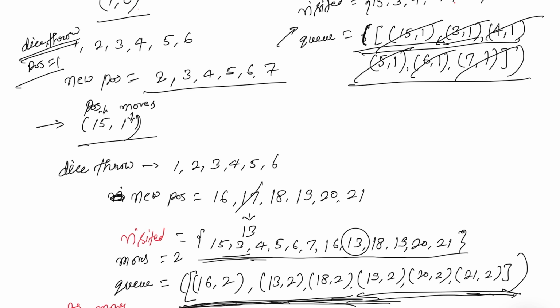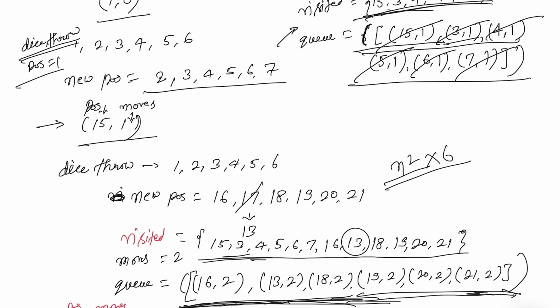Actually, inside of this queue now, for 15 there are six cases, and for 3 also there will be six cases. So in total there can be n square possibilities inside of this queue, since each move is unique. Here n is the number of rows inside this board. So there can be a total of n square possibilities, and for each n square we have to check 6 times.